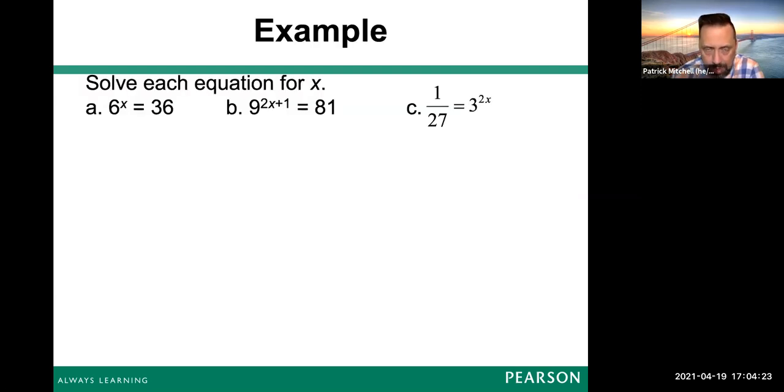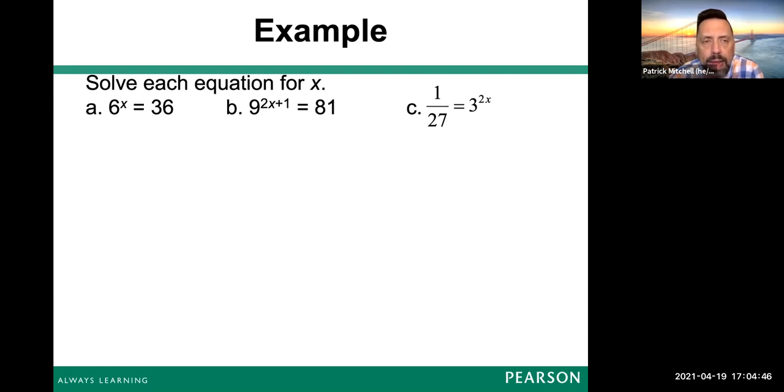So let me show you now how we're going to use that property. In this example, we're going to solve each equation for x. First, we have 6 to the x equals 36, and then 9 to the power 2x plus 1 equals 81, and then finally 1/27 equals 3 to the 2x.